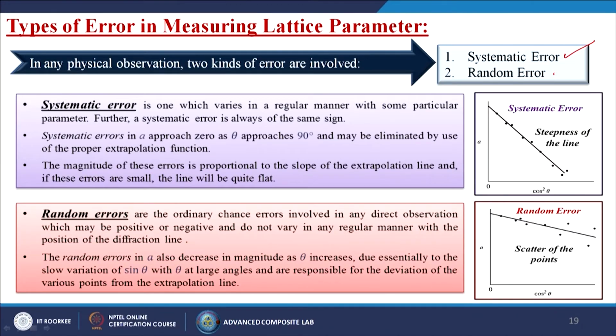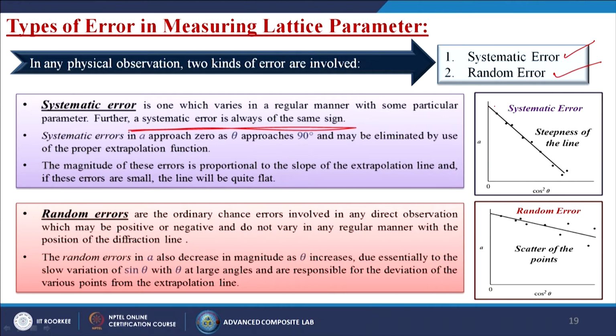So, there are several types of errors when you are measuring the lattice parameter. In any physical observations, 2 kinds of error are involved: one is called the systematic error, another one is called the random error. So, what is systematic error? Systematic error is one which varies in a regular manner with some particular parameter. Further, a systematic error is always of the same sign. Systematic error in A approaches 0 as theta approaches 90 degrees.